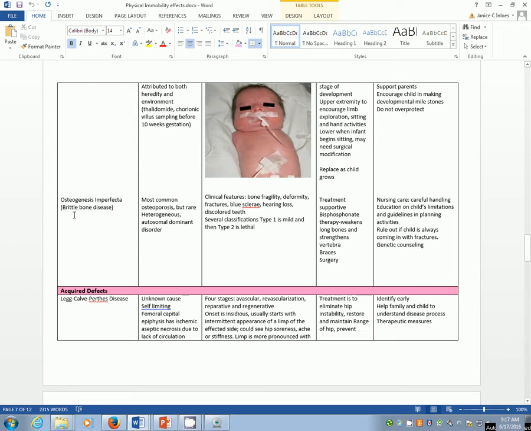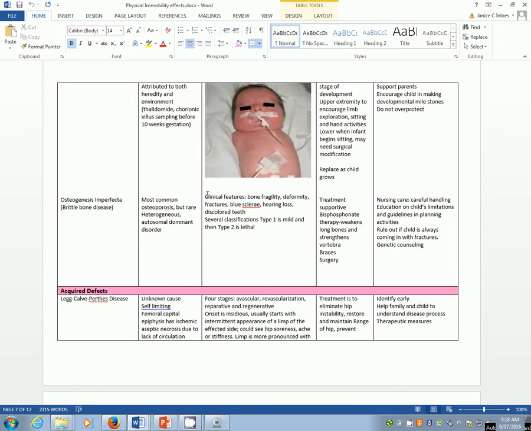Osteogenesis imperfecta, brittle bone disease. It's your most common osteoporosis disorder, but it's very rare. But we do see it. I know you've probably met a child or two sometime down the road, or you will. Heterogeneous autosomal dominant disorder is what it is. So genetic counseling should be done with any of the parents that have these markers. There's actually several types of osteogenesis imperfecta. There's like 7, 8 types.